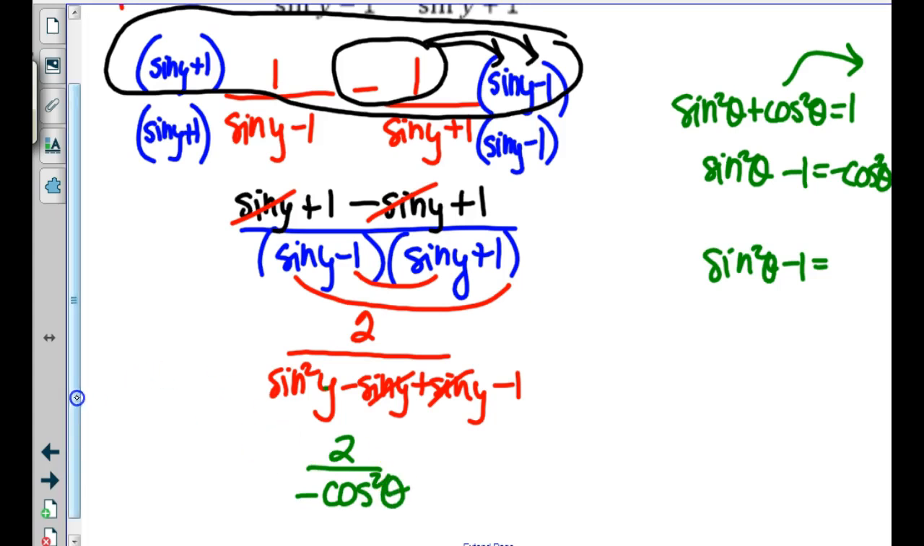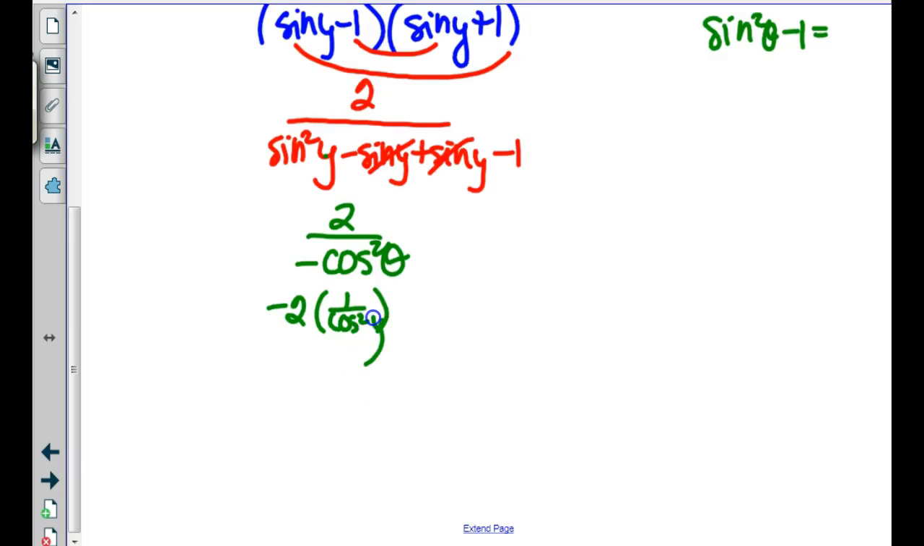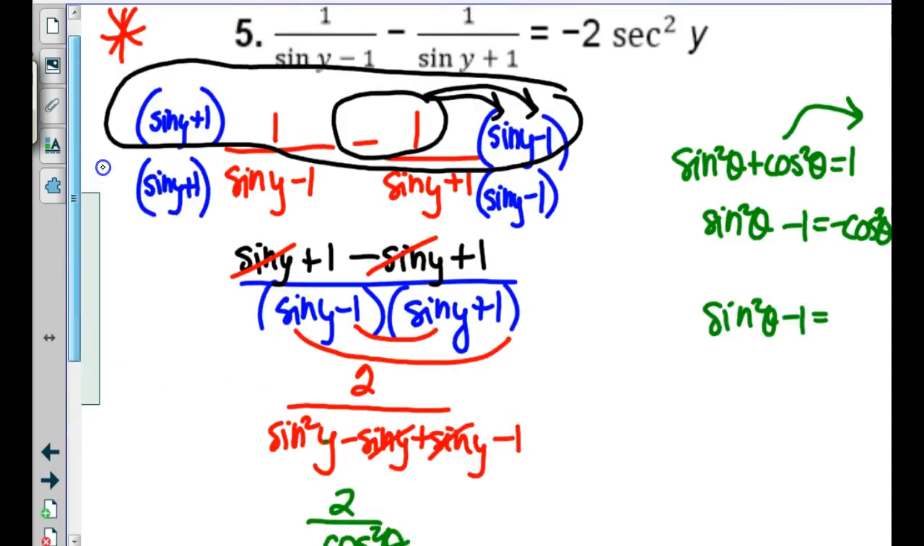I don't know why I changed to theta. It should be a y. I'm sorry. And then I have a negative and a 2. I'm going to just pull those out. And then what's left? This is 1 over cosine squared. And what is 1 over cosine? Okay. Is that what we started with on the right-hand side up above?